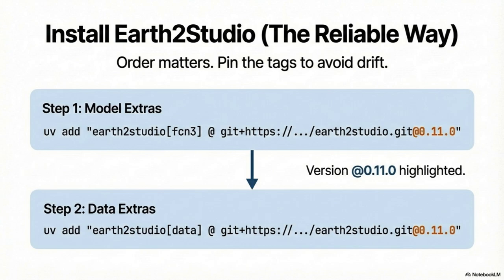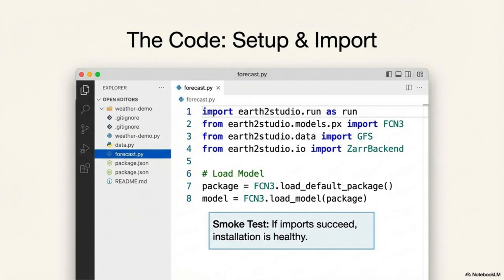The guide also suggests a smoke test mindset. What's that? It's simple. Before you try to forecast the weather, just open Python and type import earth2studio. And if that fails, then you don't have a weather problem, you have an installation problem. Fix that first. Don't try to run the marathon before you can tie your shoes. It makes it feel like a real platform, not just a pile of scripts. That's absolutely the goal. Okay, smoke test passed. We're installed. Time to write some code.